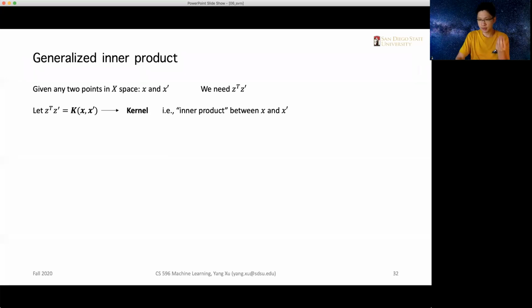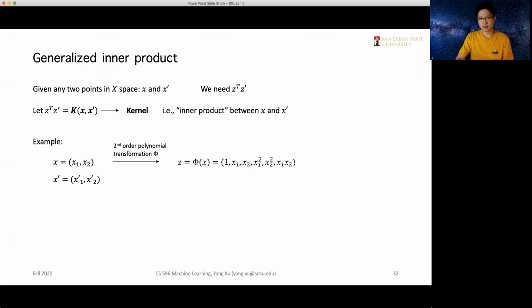Okay, we just know that it is some type of inner product. So for instance, if X is in 2D space and X prime is also in 2D space, then we can take the second order polynomial transform phi. Z is defined by phi of X, and phi is a polynomial transformation. It gives us a Z in such a form, which has 1, 2, 3, 4, 5, 6 dimensional space.